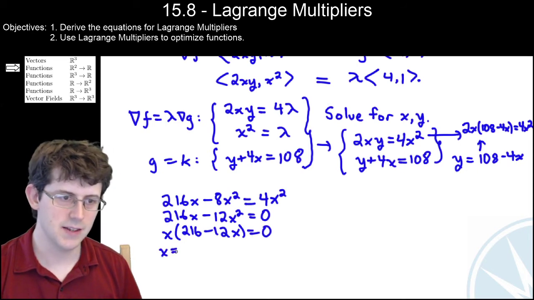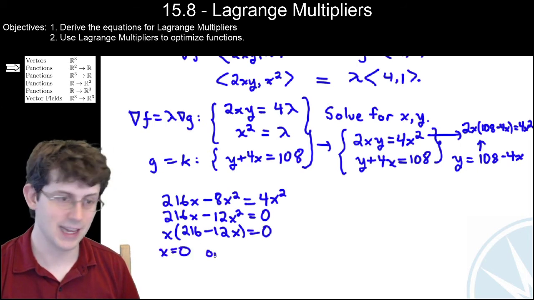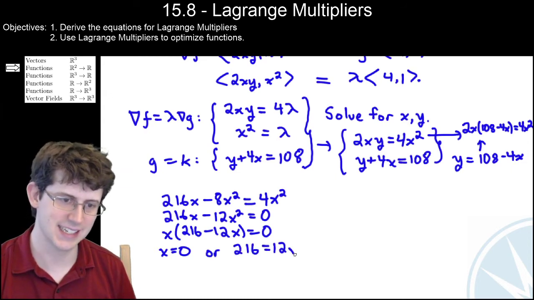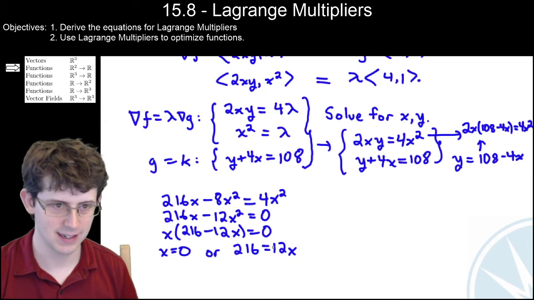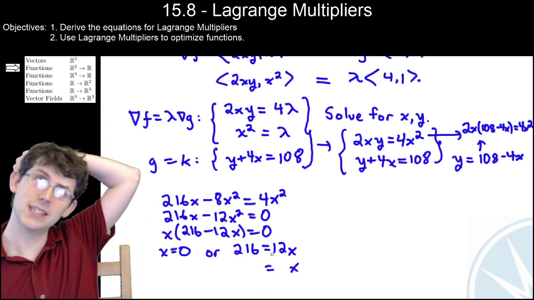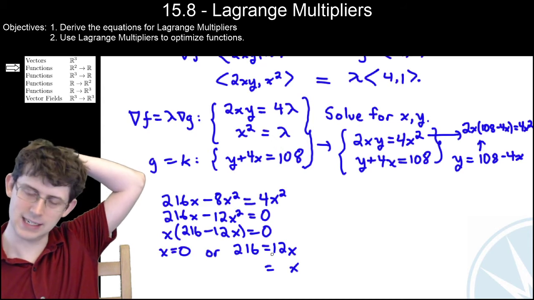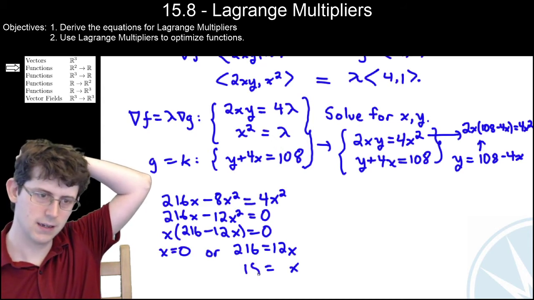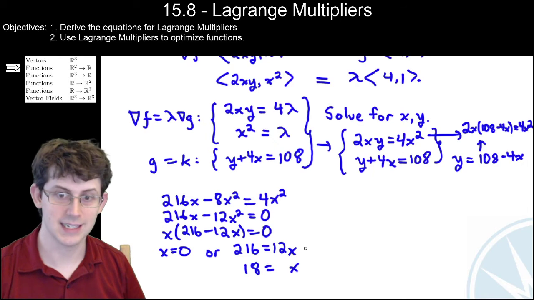That means I'll either have x is 0, that's not likely to be our best box, or 216 is 12x, and this is going to be our good box. Divide both sides by 12. I think 12 times 16 is 216? Or is it 12 times 18? No, it's 12 times 18. So x is 18.